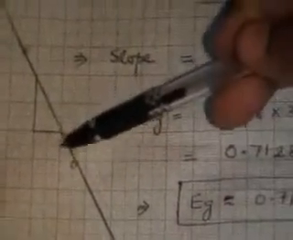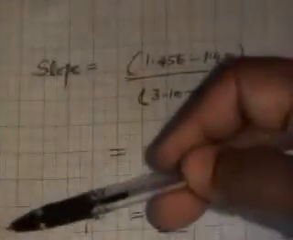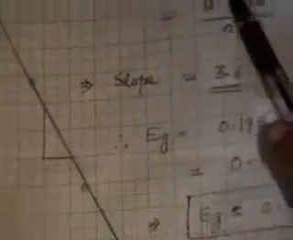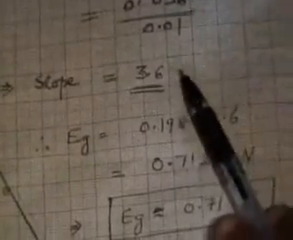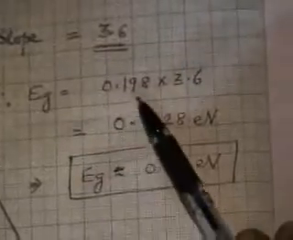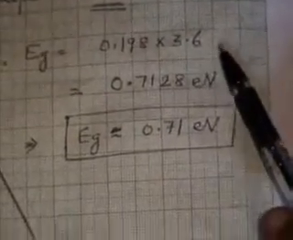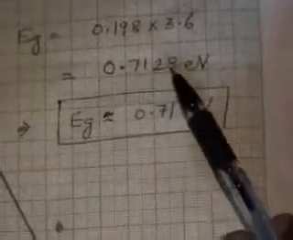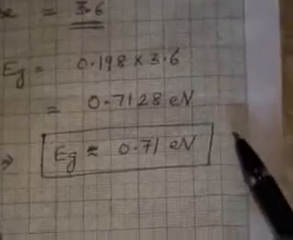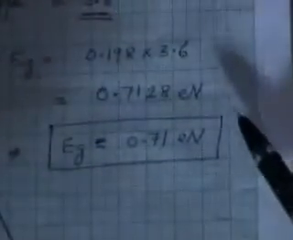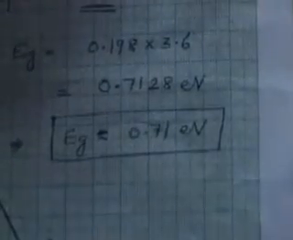Once you have done this, you need to take the slope. I have taken a sample. You can see here the slope will be 1.456 minus 1.42 divided by 3.10 minus 3.09. So the slope here is 0.036 by 0.01, which gives you 3.6. So what is the band gap? 0.198 into 3.6, and that is going to be 0.7128 electron volts, or nearly 0.71 electron volts. So the band gap of the semiconductor you have found is 0.71 electron volt.